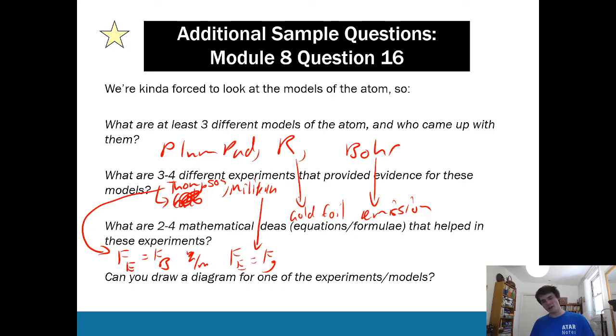The gold foil experiment doesn't really have much direct mathematics that we've looked at here, but at least with Bohr's model, we've also got the Rydberg equation, right? So that's your 1 on lambda is equal to R, 1 on nF squared minus nI squared. And also then you've got de Broglie's contributions, right? De Broglie's ideas. So that's stuff like your lambda is h on mv.